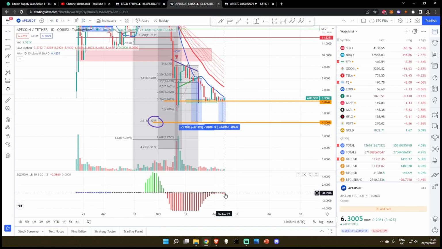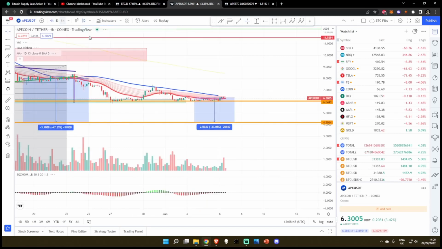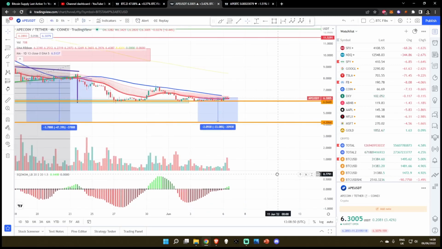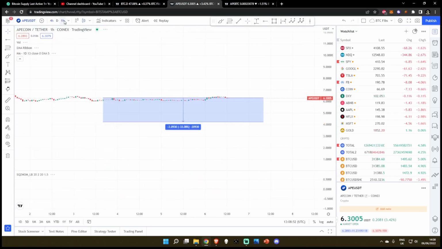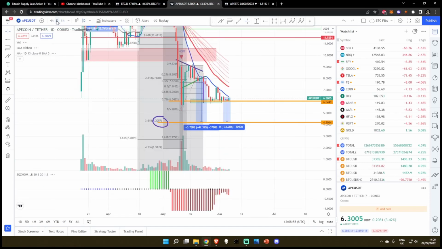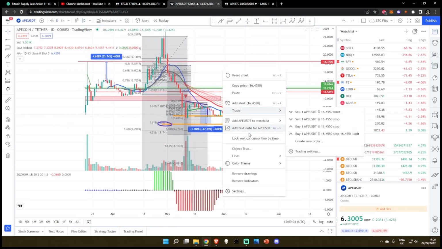But we are ticking back over in the squeeze momentum in favor of the bears, which is really not a good sign. Like I said, 4-hourly is probably about to start capitulating. 1 hour is already capitulating. On the daily, this little bunny hill bump that we did never even changed the market structure. So we're still pretty bearish over on ApeCoin.